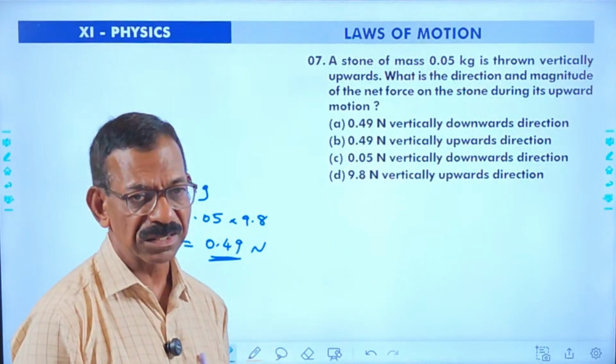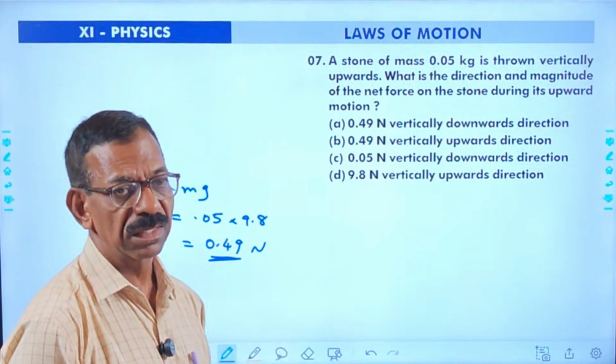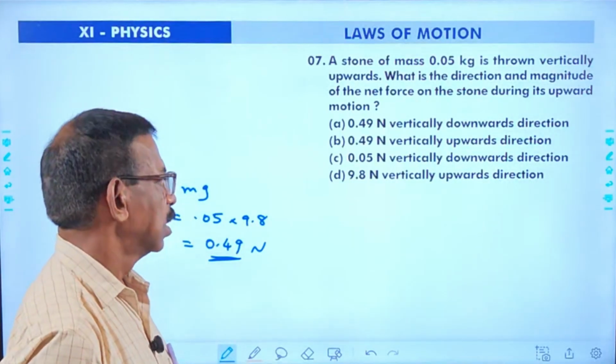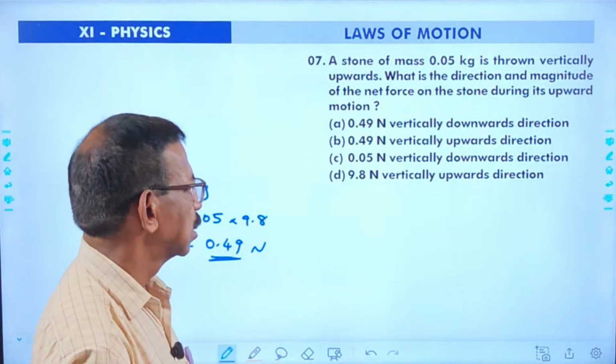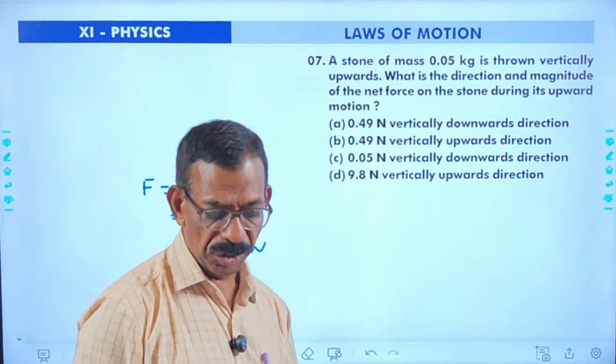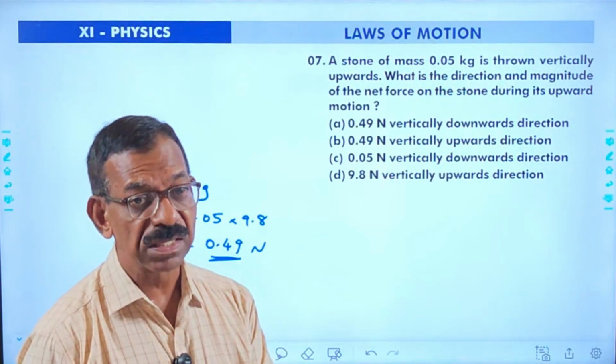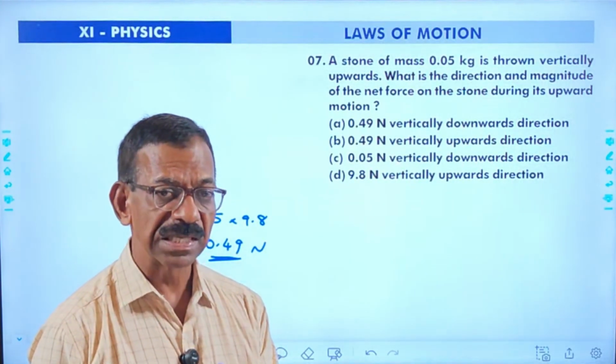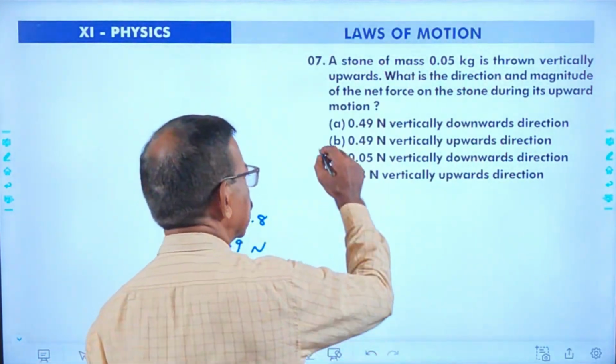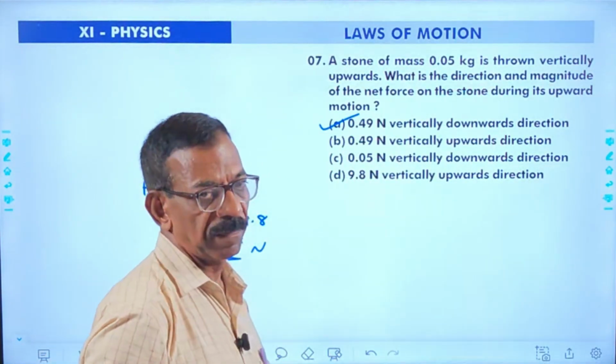But here, the force always acts downward. There will be a gravitational force. Force against gravity will be negative. Hence, we may represent it like this, 0.49 Newton. The answer is 0.49 Newton. It is acting in the vertically downward direction. This is due to gravitational force. Hence, the correct answer is option A.